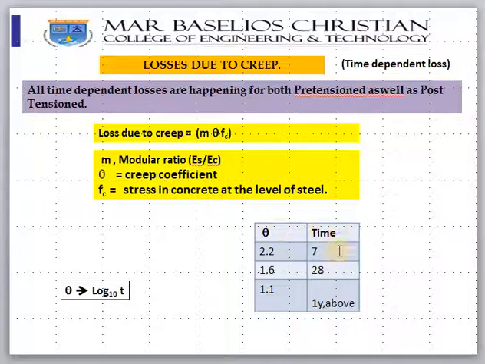Theta is time dependent. Theta is taken as 2.2 for 7 days, 1.6 for 28 days, and 1.1 for 1 year and above. Another thing I want to emphasize: suppose you are asked to find theta for 14 days, then you cannot interpolate it directly, because it is not linear with time. But theta is linear with log t to the base 10. With this you can interpolate it.